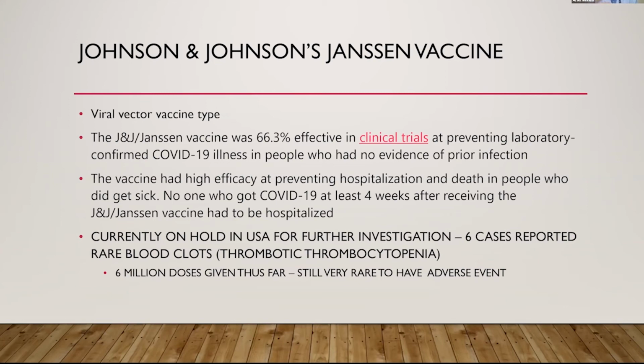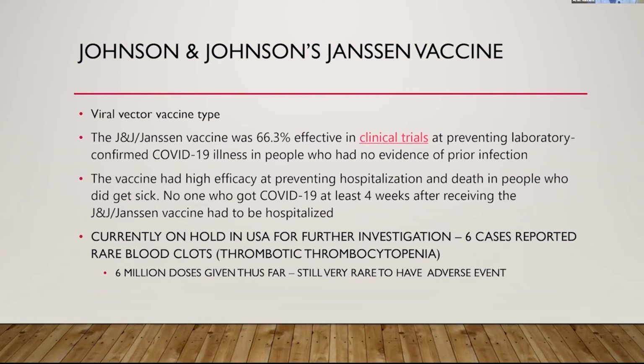The body creates an immune response, more similar to traditional vaccines that we're aware of. In clinical trials, the Johnson & Johnson was about 66% effective at preventing illness. And again, a high efficacy at preventing hospitalization and death. So even with Johnson & Johnson, it really did prevent hospitalization and death in a great majority of those patients. What happened with Johnson & Johnson?